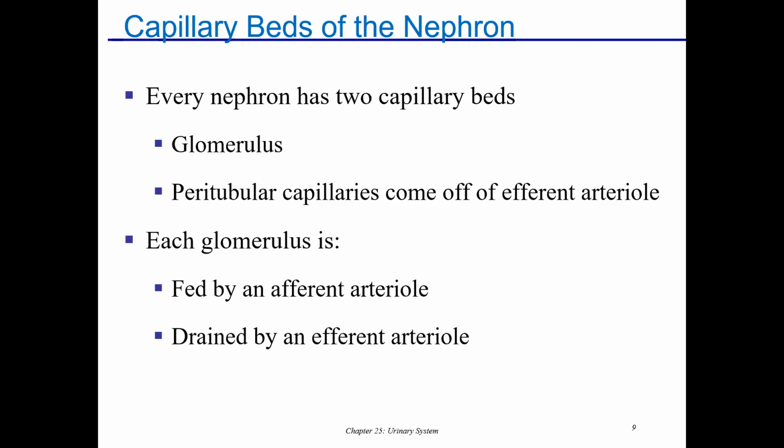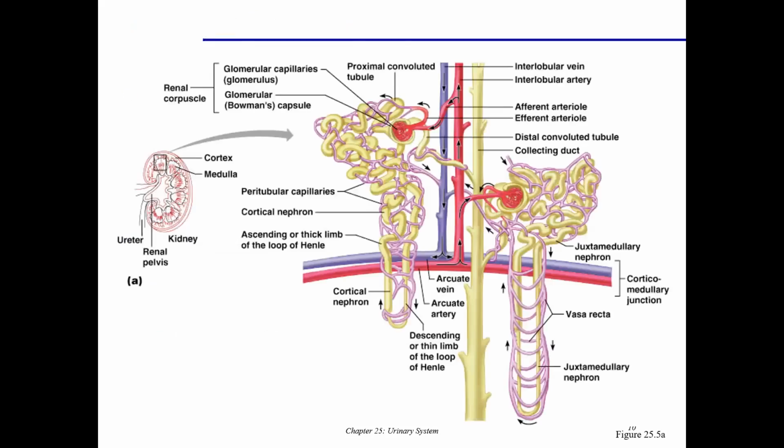So while each glomerulus is a capillary bed, because it has an arteriole feeding into it and an arteriole leading out of it, it's still a capillary bed. Here is the glomerulus up here. But if you take a look at this, all these little purple things here are the peritubular capillaries, and they surround the tubules. Remember, the tubules are only one cell layer thick, and the capillaries are only one cell layer thick.